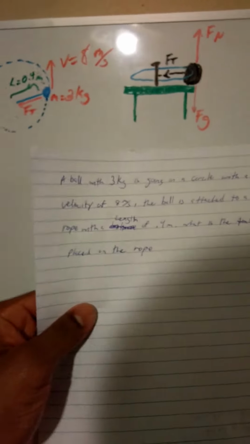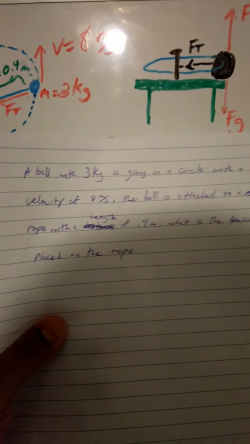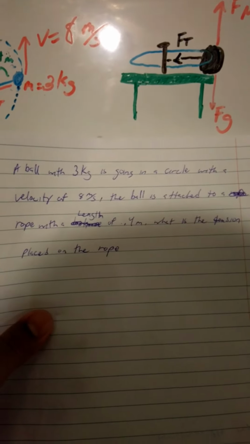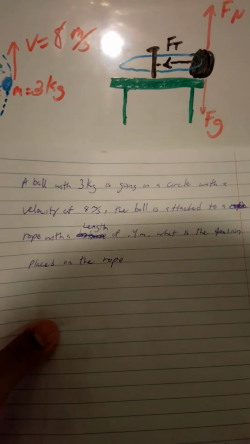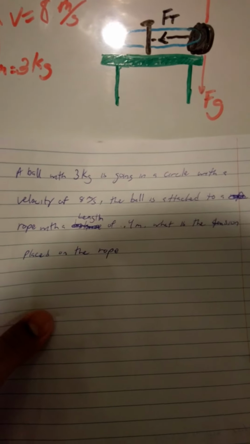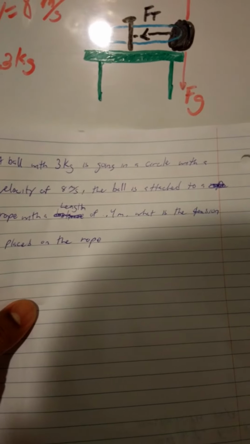Problem dealing with centripetal forces, and the problem is as stated. A ball with a 3 kilogram mass is going in a circle with a velocity of 8 meters per second. The ball is attached to a rope with a length of 0.4 meters. What is the tension placed on the rope?